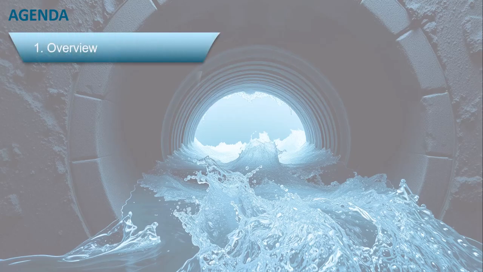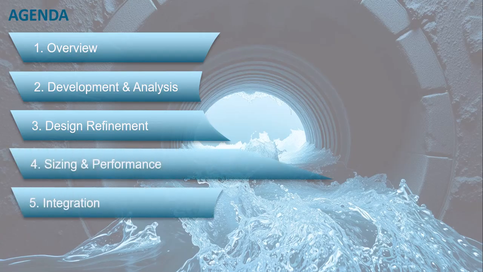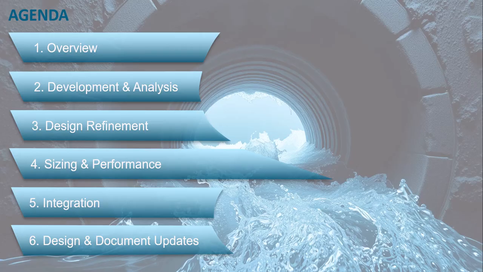So first of all, looking at our agenda, I'm going to give you a quick overview of basically what I'm going to cover. Then we're going to go into some development and analysis, how to create your initial models, your initial projects. Once that's done, how to ultimately refine that and go into detailed engineering design. Then we're going to move into looking at sizing and performance of the network that we've developed, and then integrating it into larger scale systems. And then finally, circling back to your detailed design documents to update them based upon what we found from our analysis.